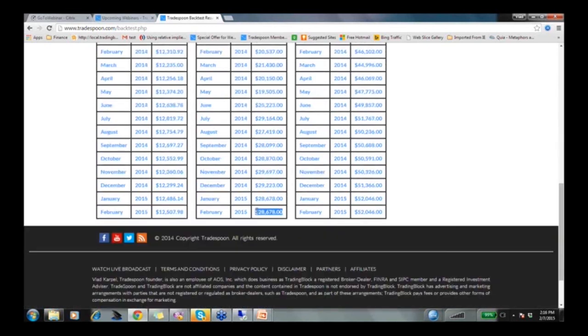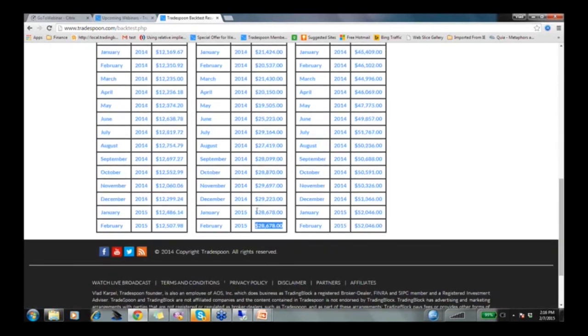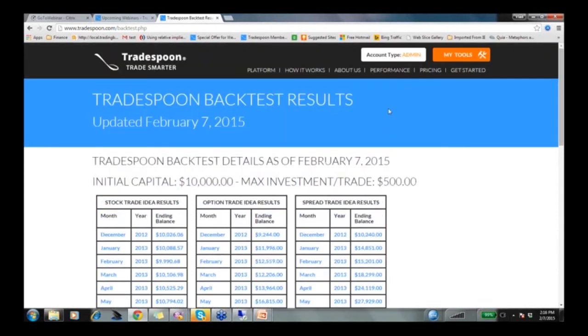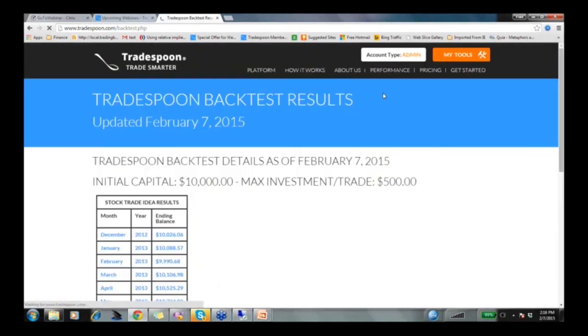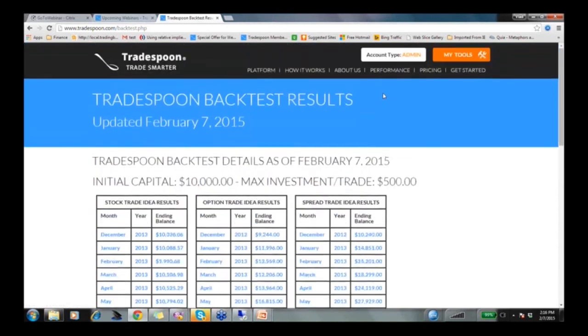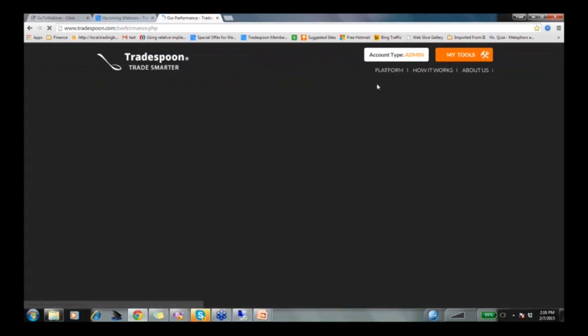So you're returning 180% over a period of 3 years. This doesn't take into consideration commissions or slippage, but this is a trading plan. The purpose of this is, A, for you to get comfortable with our performance and what we've done in the past and our trade recommendation, but also come up with your own plan.